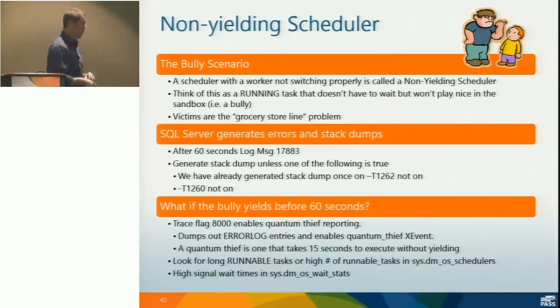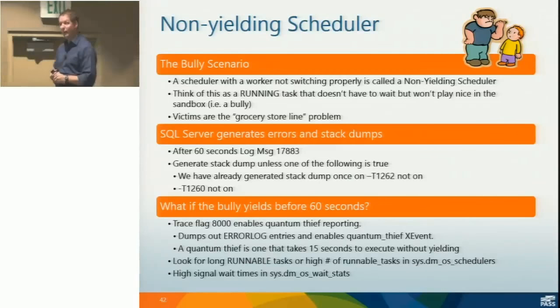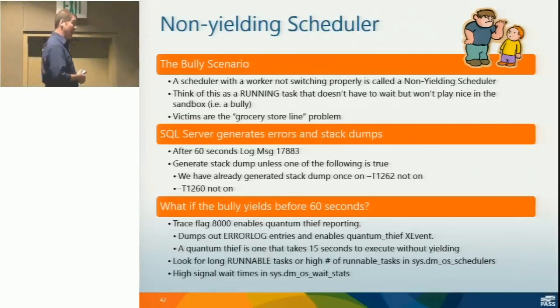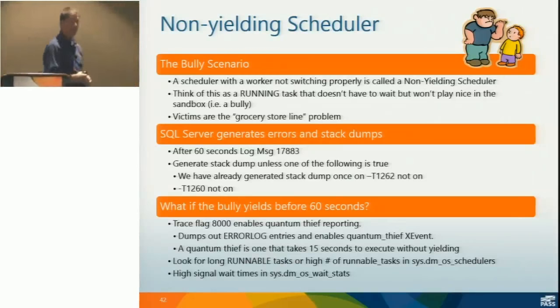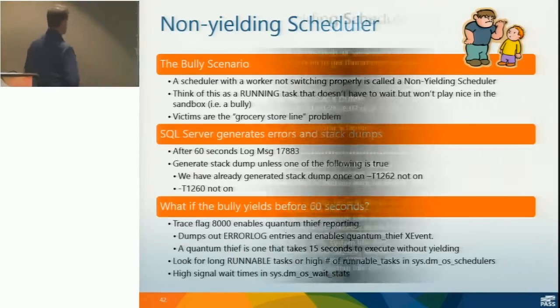The other thing is that we have something called a signal wait time. So when you look at DMO's wait stats and you see a signal wait time, a high wait time means it took a long time to wake a guy up to run after he waited. So if you see that, it probably means there's got to be a yielding problem. So there are other symptoms, without this undocumented quantum thief thing, that you can look at to see yielding problems even without seeing a stack dump.